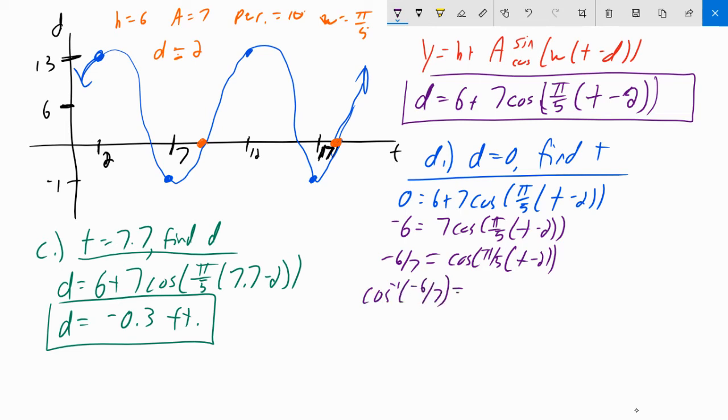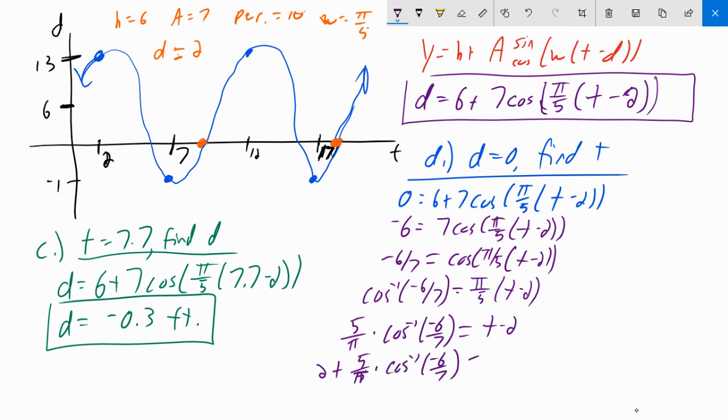We haven't really discussed much yet, we will in chapter 7. So you have inverse cosine of negative 6/7 equals pi over 5 times (t minus 2). Multiply by 5, divide by pi. 5 over pi times inverse cosine of negative 6/7 equals t minus 2. And finally, add that 2 over. 2 plus 5 over pi times inverse cosine of negative 6/7 equals t.